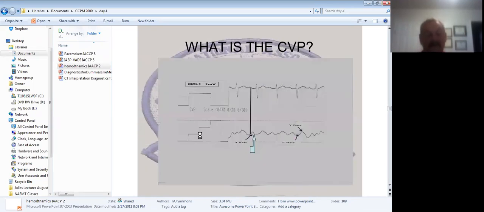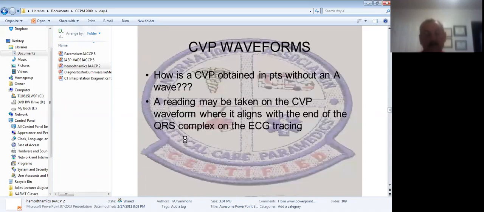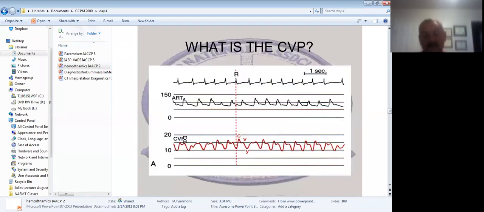So you can see that there is a bar graph on the side here that allows you to come up with the number. The CVP should be obtained where it aligns with the end of the QRS complex on the ECG tracing. That's essentially where you would want to measure your CVP number. So it wouldn't necessarily be at the peak. It would be more down here at the trough of the waveform.